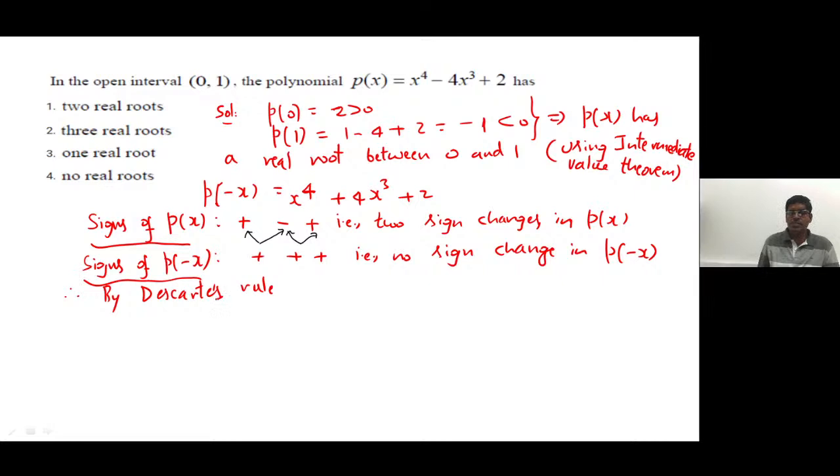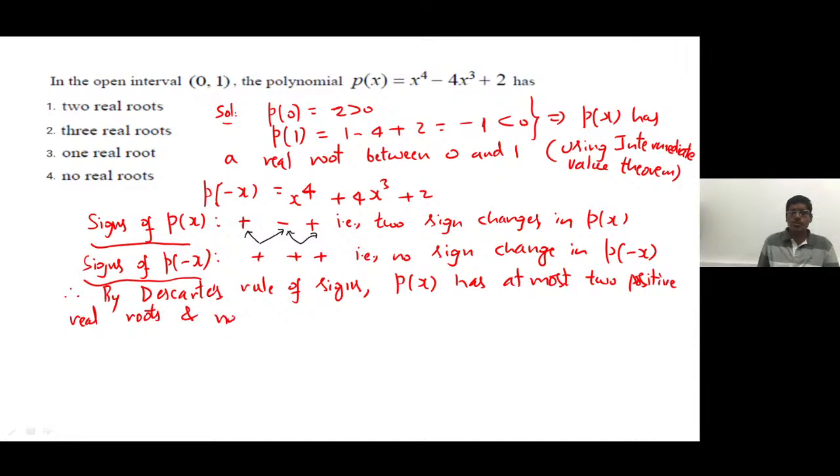theory of equations, this is from 11th class, p of x has at most 2 positive real roots and no negative real root. Of course, negative and positive can be compared with real numbers only. For complex numbers we cannot say whether they are positive or negative.